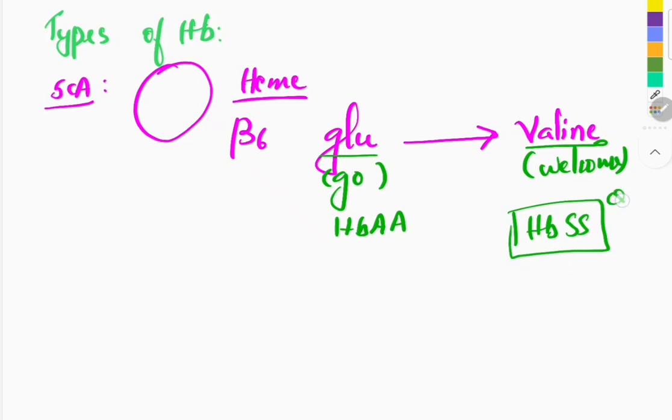Okay, so in the question, if a patient has HbSS, it means the diagnosis is what, guys? It is sickle cell anemia. Okay, now what kind of mutation is this? There are different types of mutation, like missense, nonsense. So this is a type of missense mutation. That's all you should know, missense mutation.